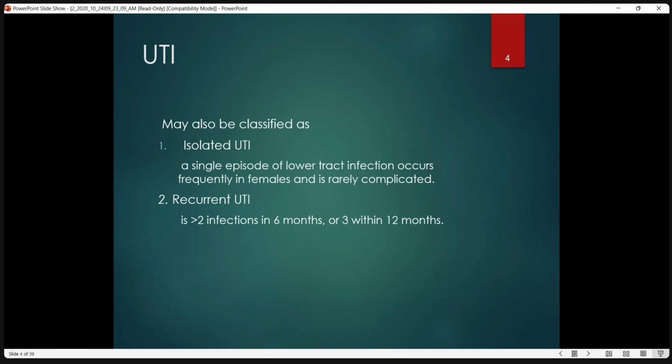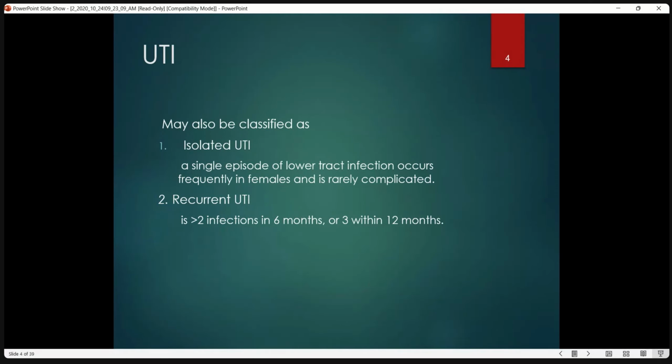So further classification, we have isolated UTI, which is a single episode UTI. Then we have recurrent, which is majorly caused by fungal yeast, candidiasis. At one time it happens maybe just once and it takes like 2 weeks and it's gone. But a recurrent UTI is one which takes more than two infections in a period of 6 months or within 12 months. That is a recurrent UTI.